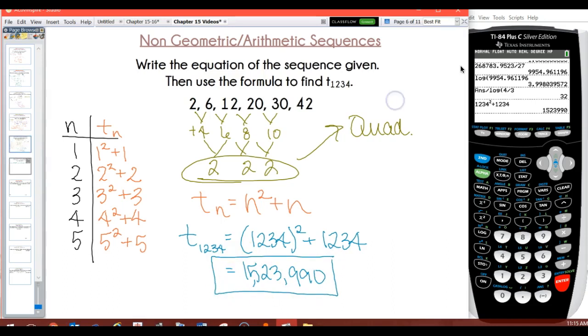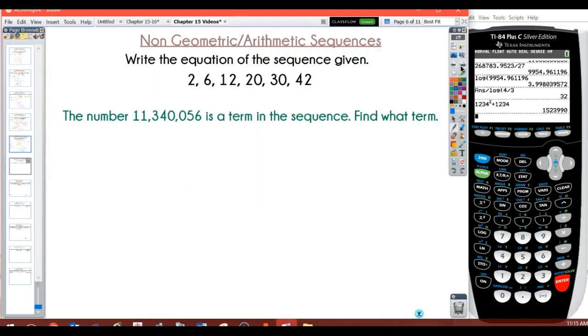Now on the next example, we're going to look at the same sequence, so that means it has the same formula. Again, looks like a quadratic. And we're going to use it to work backwards because we're told what one term is. We need to find which term. So we're looking for n. So now we're going to set it equal to our formula.